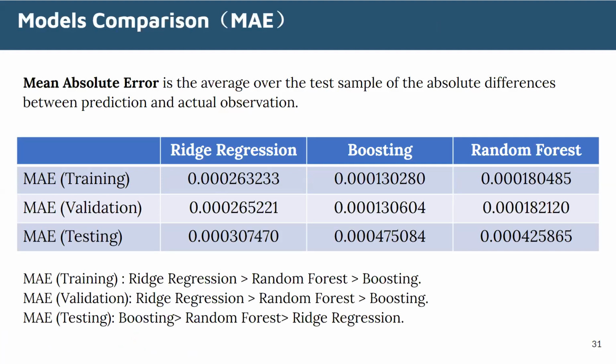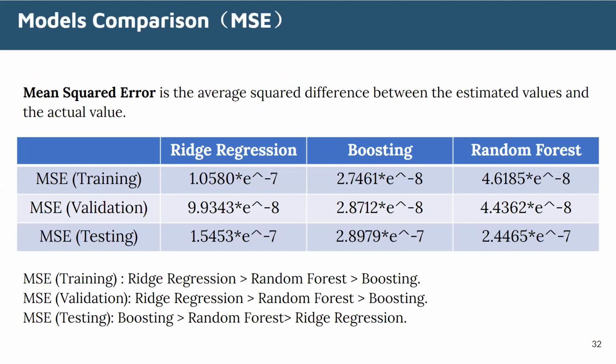In the training set and in the validation set, the boosting algorithm has the lowest mean absolute error, which means it performs best in these 2 sections. While in the testing data set, regression has the lowest mean absolute error, which means it performs best in the testing data set. Next slide.